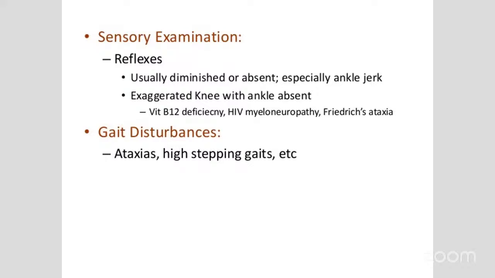Important points in reflex examination: the reflexes are usually diminished or absent, especially the ankle jerk. But in certain conditions, there might be an exaggerated knee jerk with absent ankle jerk, that is B12 deficiency, HIV myeloneuropathy, and Friedreich's ataxia, the variant of Friedreich's ataxia with retained reflexes, that is FARR. Friedreich's ataxia may also have an extensor plantar reflex with absent or diminished knee jerk and ankle jerk. Along with that, the patient may have sensory ataxia and high stepping gait.